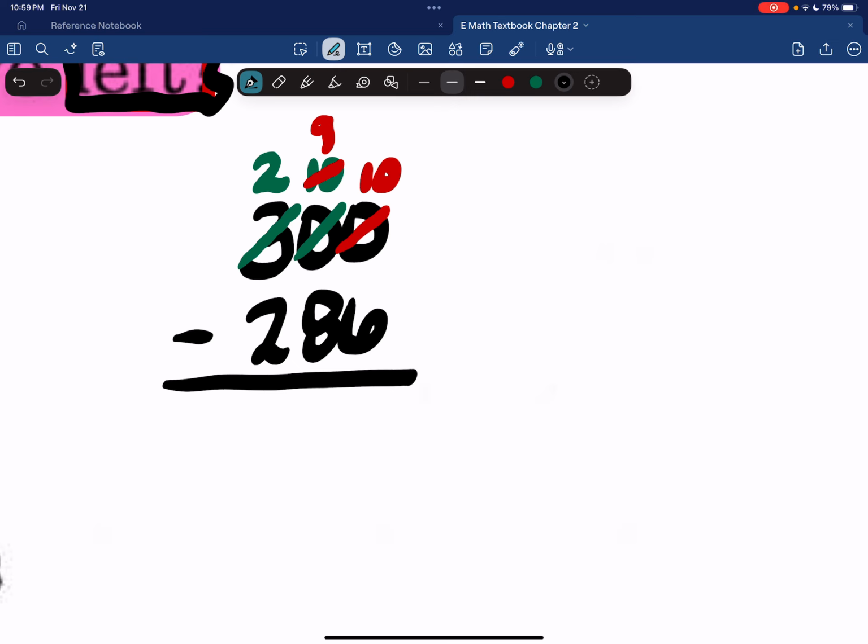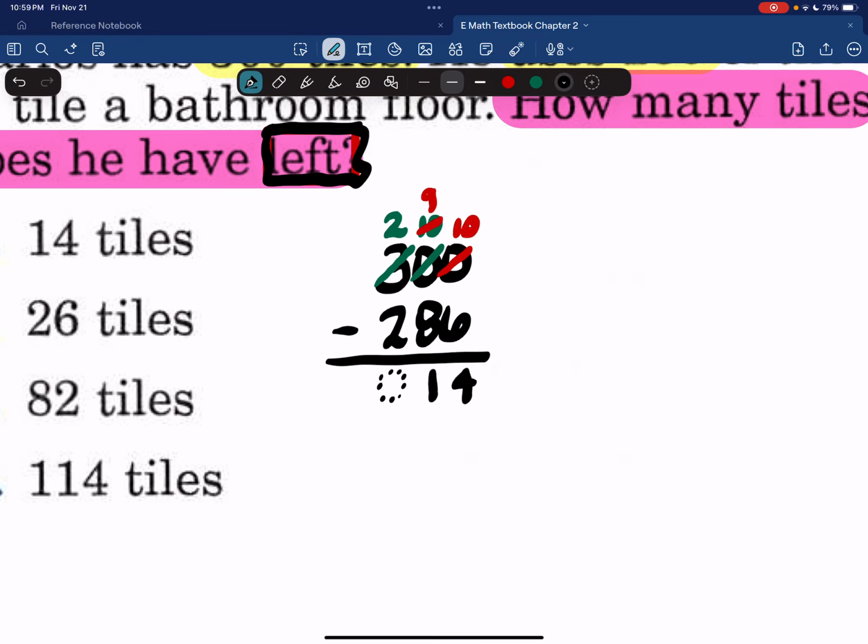10 minus 6 is 4. 9 minus 8 is 1. And 2 minus 2 is nothing. You can leave that space blank if you want. So I'm thinking that he has 14 tiles left.